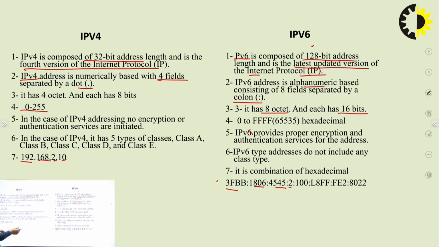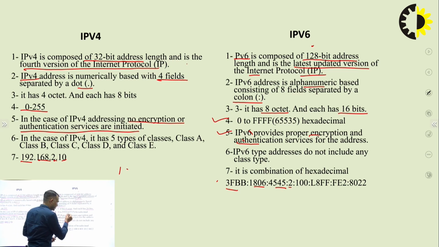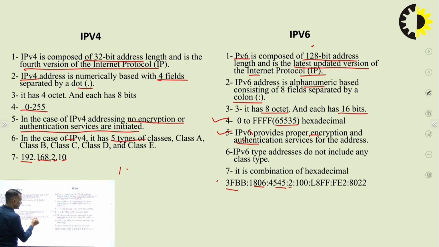In case of IP version 4, there is no encryption or authentication service. But here in IP version 6, encryption and authentication services are provided for the addresses. When we are talking about IP version 4, it is defined by numbers, like 192.168. And here we have two hexadecimal numbers, 0 to 4 times X, which goes up to 65535.